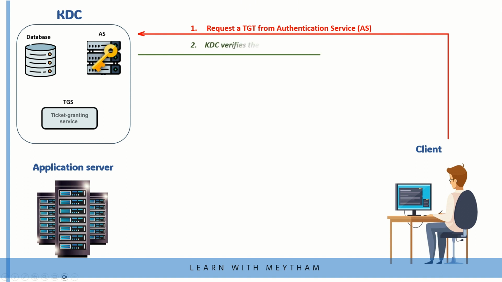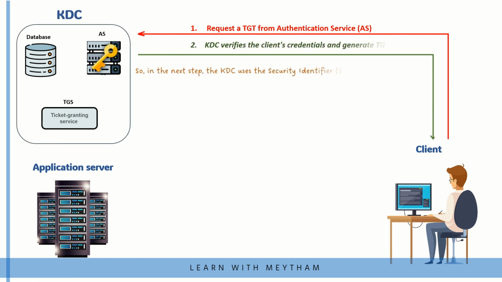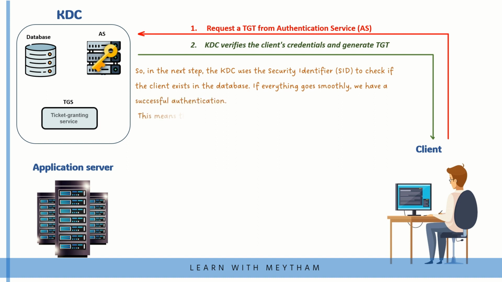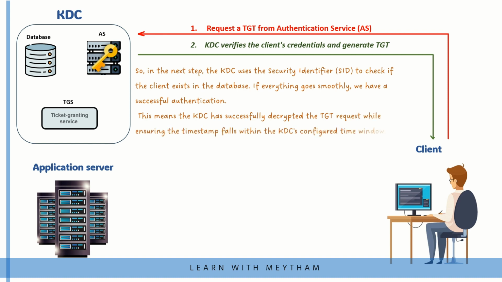So, in the next step, the KDC uses the security identifier, SID, to check if the client exists in the database. If everything goes smoothly, we have a successful authentication. This means the KDC has successfully decrypted the TGT request while ensuring the timestamp falls within the KDC's configured time window. Now, what happens next?